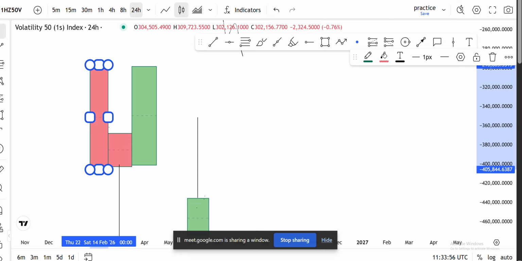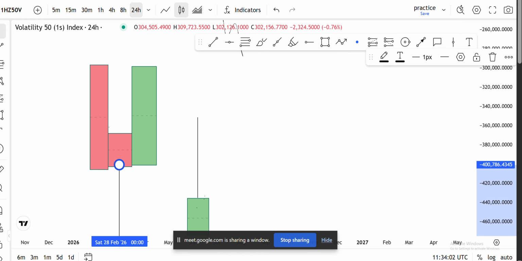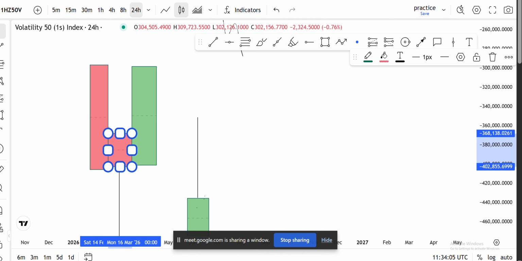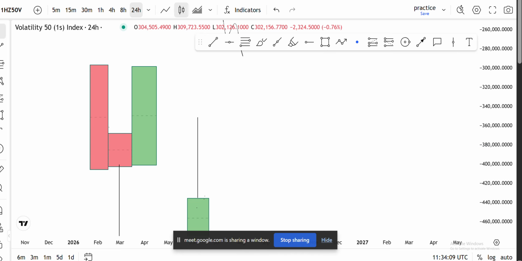Let's assume something like this. It was selling before. This candle is supposed to continue that sell, but it did not. It rejected. Then the other one came out.